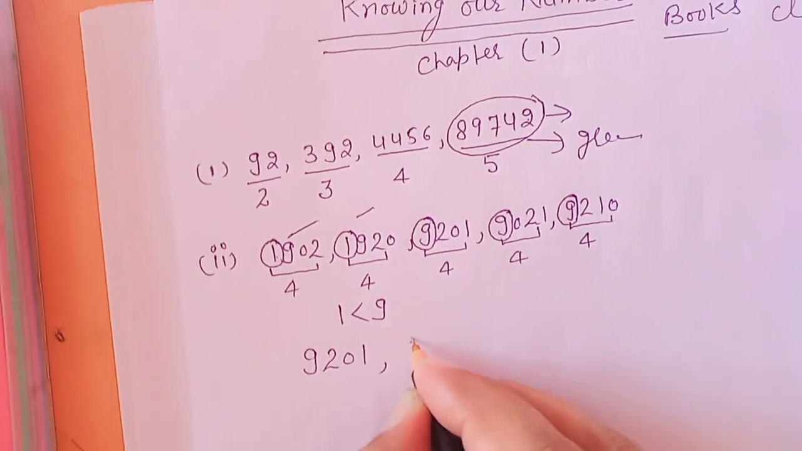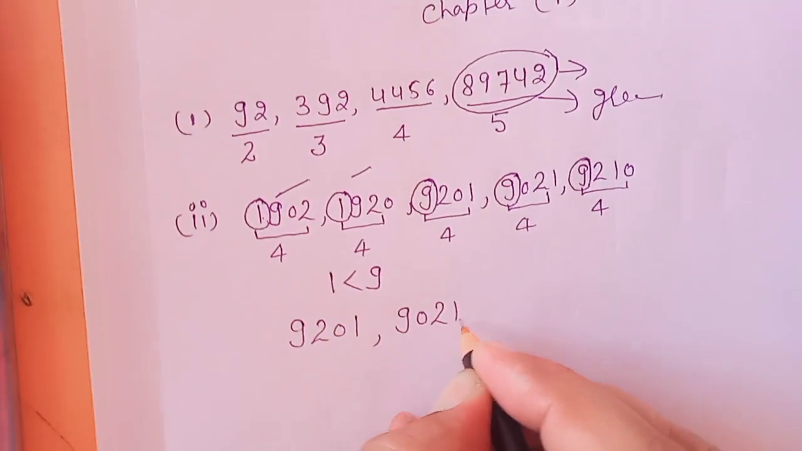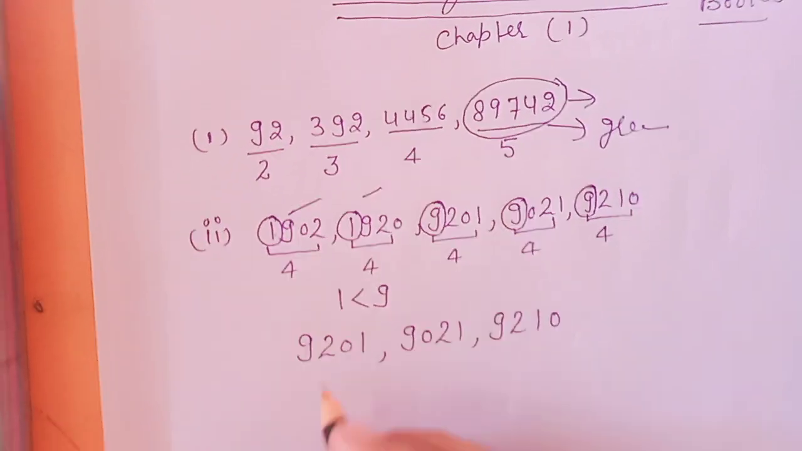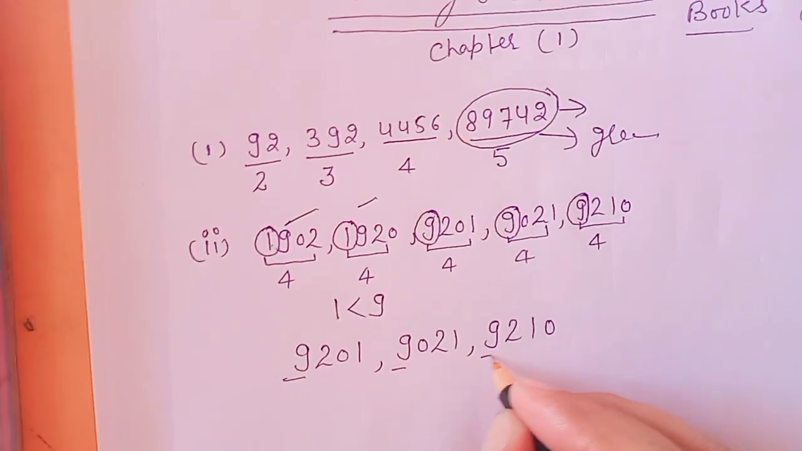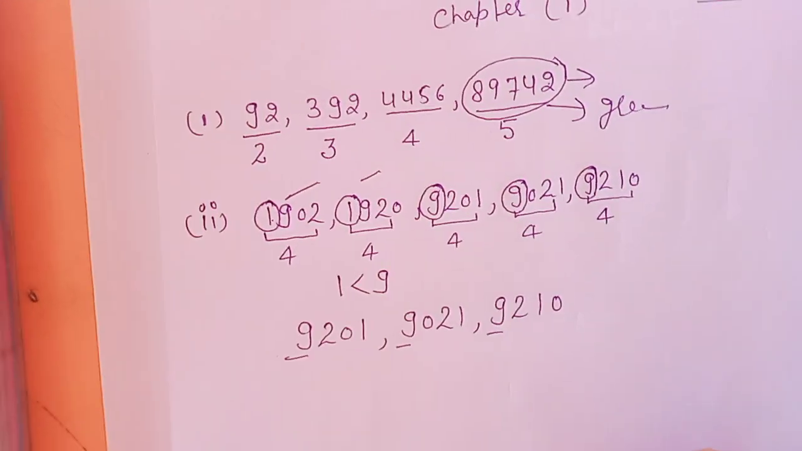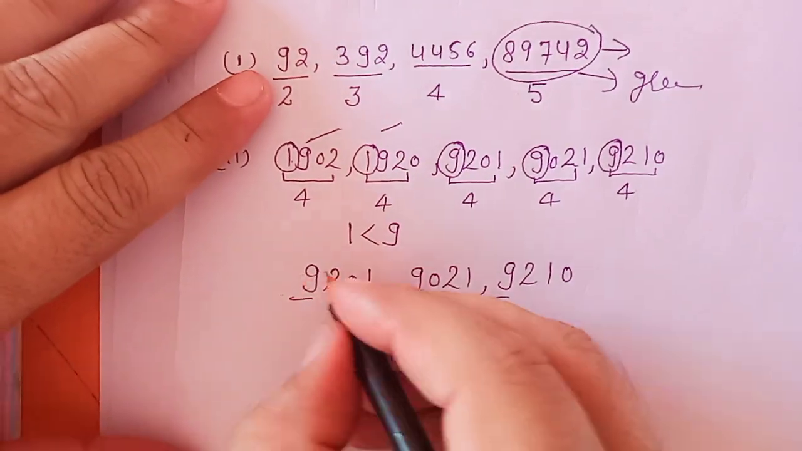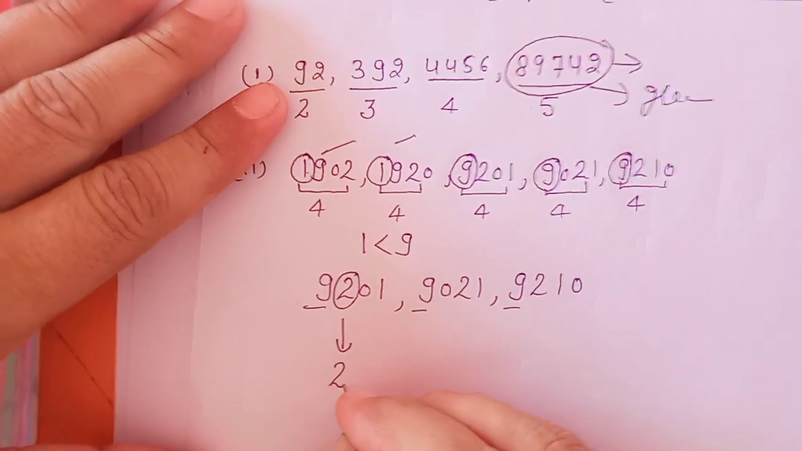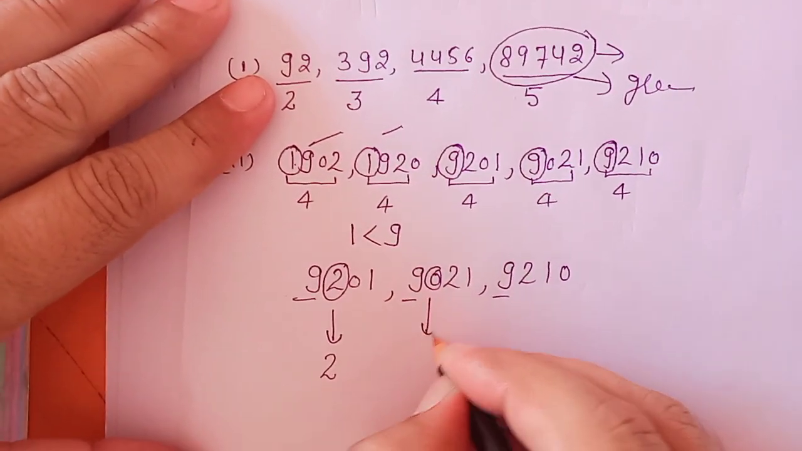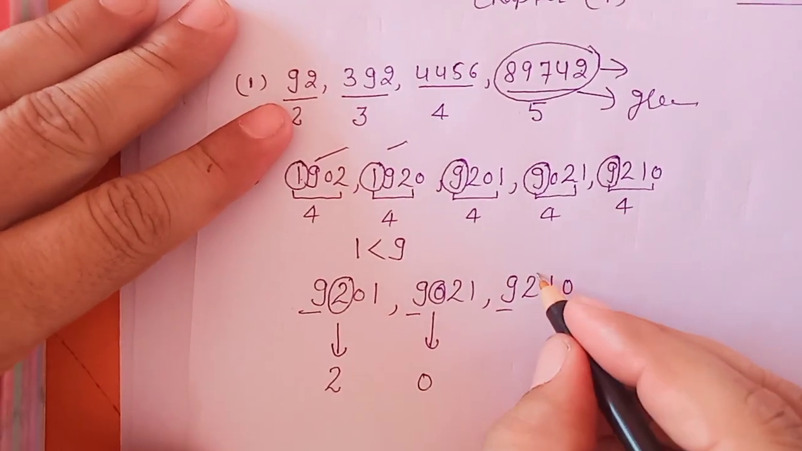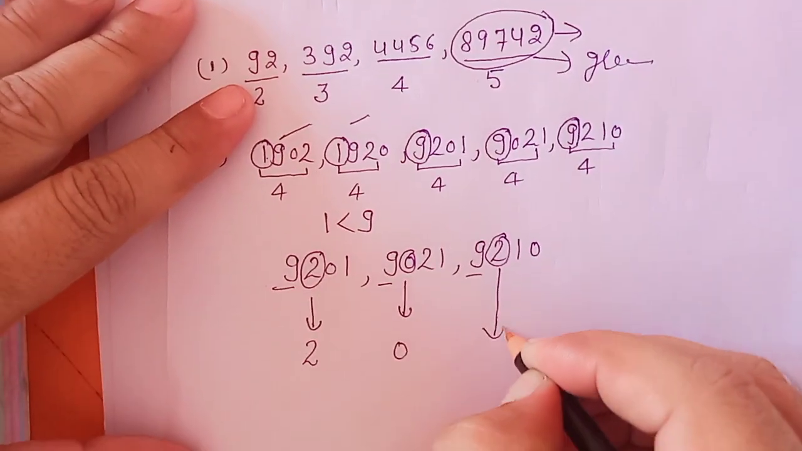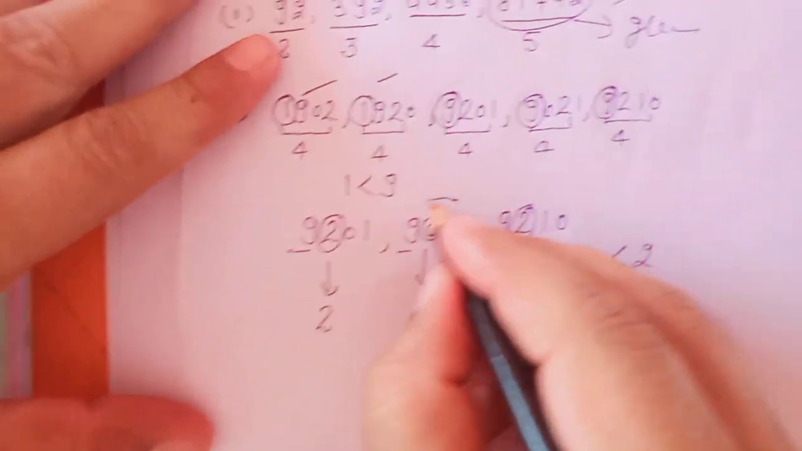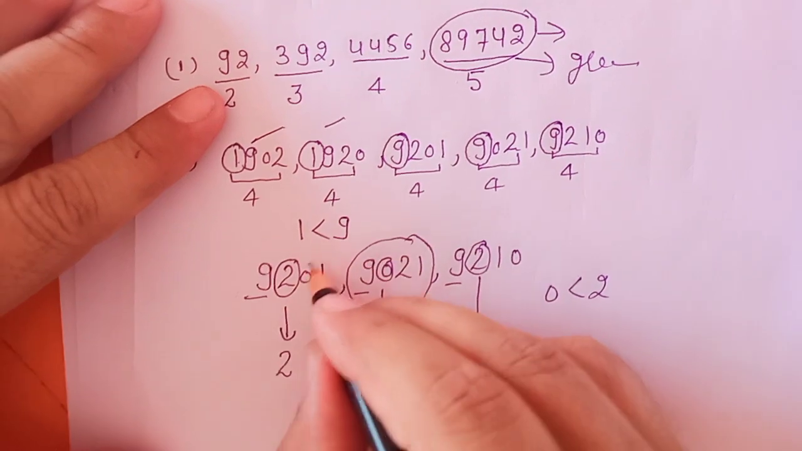9201, 9021, 9210. The first digit of these 3 numbers is the same. So come on, second number. The second digit, here is 2. What's it? 2. Here is what? 0. And here is what? Again 2. As you know, 0 is less than 2. So this number is definitely less than these 2.